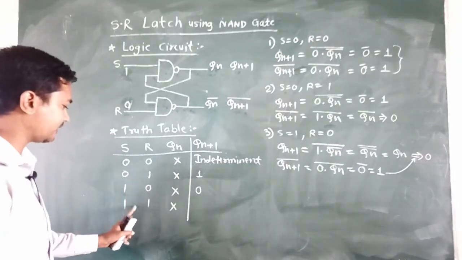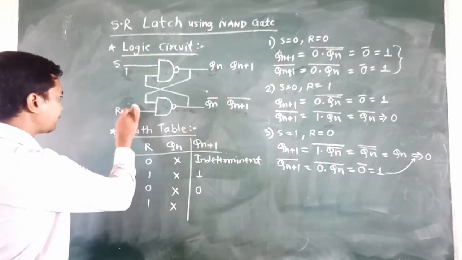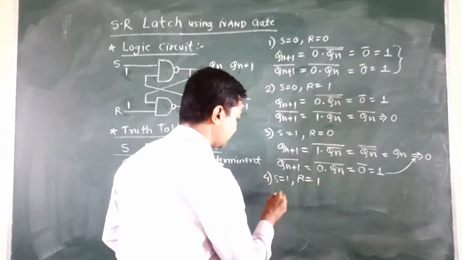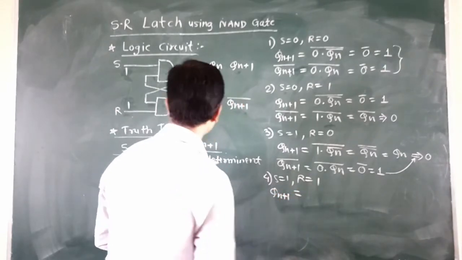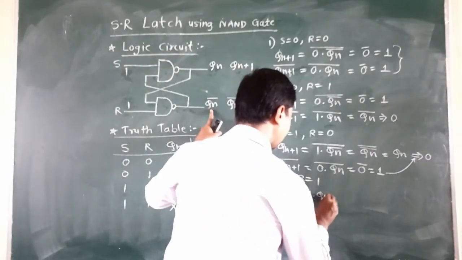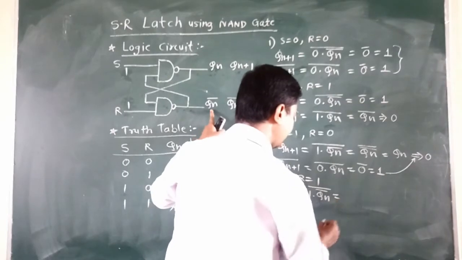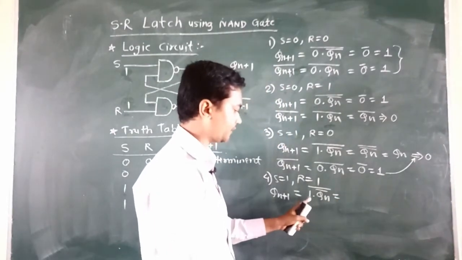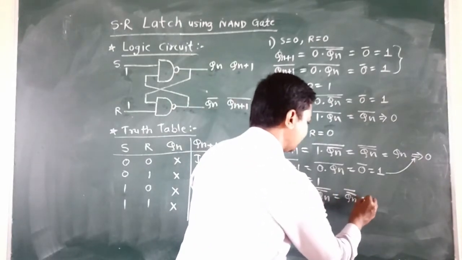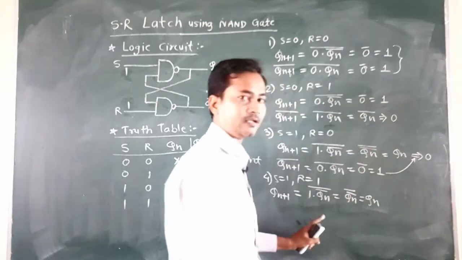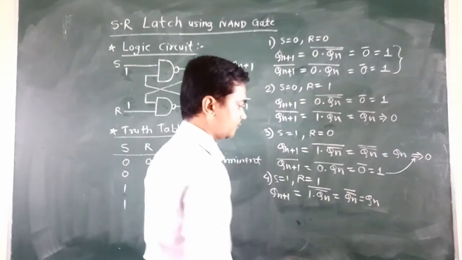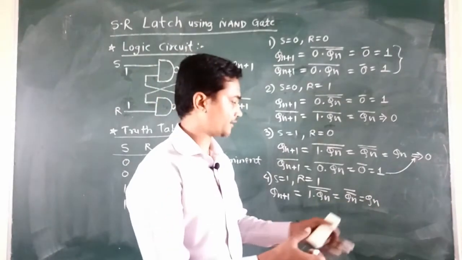Now the last case is 1 1. When both the inputs are 1 1, what will happen? When S equal to 1 and R equal to 1, Qn plus 1 will be 1 dot Qn bar whole bar. Here 1 dot anything, that means 1 dot A, is A. So Qn bar whole bar is equal to Qn, because A double bar is A. By using the double inversion law we get Qn. Now the value is not fixed, so Qn is obtained. That means we don't know the actual value, 0 or 1.